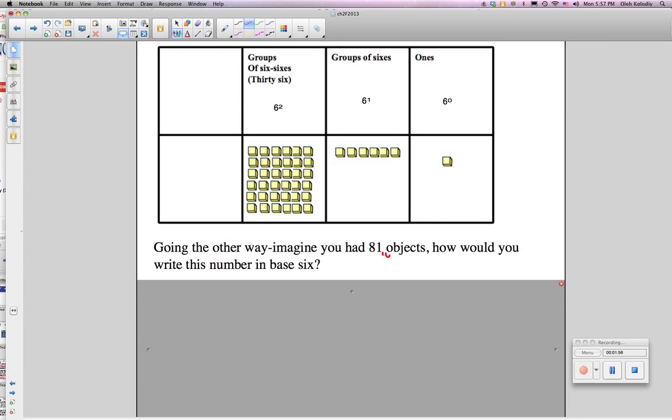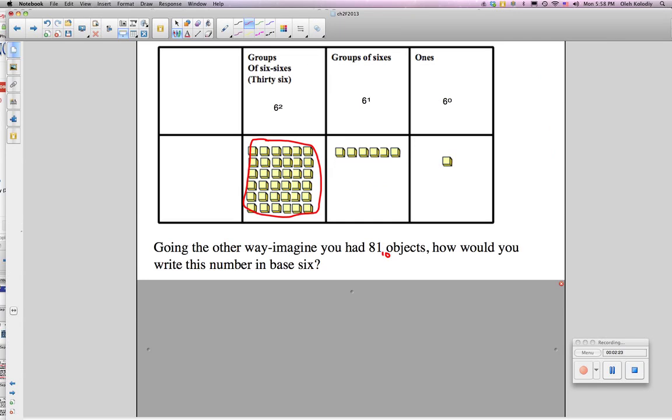Going the other way, imagine we're going the other way. Supposing you had 81 objects, that means this is 81 in base 10. How would you write this number in base 6? So in order to do that, you have to remember the place values for base 6, and here they are, 1s, 6s, 36s.